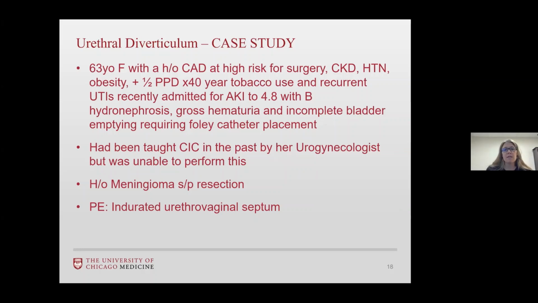So this initial woman was a 63-year-old female. She had a history of heart disease and was high risk, very, very high risk. I think it was over 11% mortality risk for surgery. Lots of other comorbidities, big-time smoker, and she'd had recurrent UTIs, and she was admitted for AKI with a creatinine of 4.8 and bilateral hydronephrosis. She had gross hematuria, incomplete bladder emptying, and required Foley catheter placement. She had been taught CIC in the past by her urogynecologist, but she was unable to perform this.